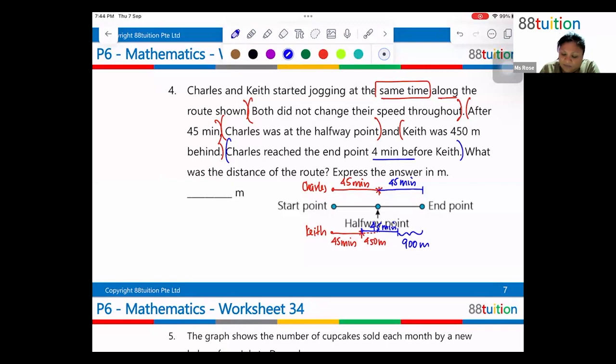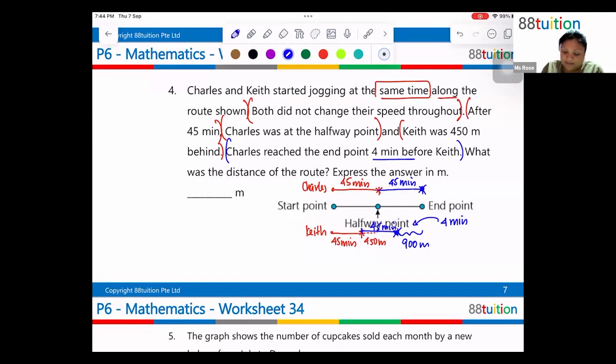That means when Charles is here, Keith is at this point here, if you see. For Keith to complete the journey and reach the end point, he needs another 4 minutes. Okay, so he needs another 4 minutes. You follow? Okay.